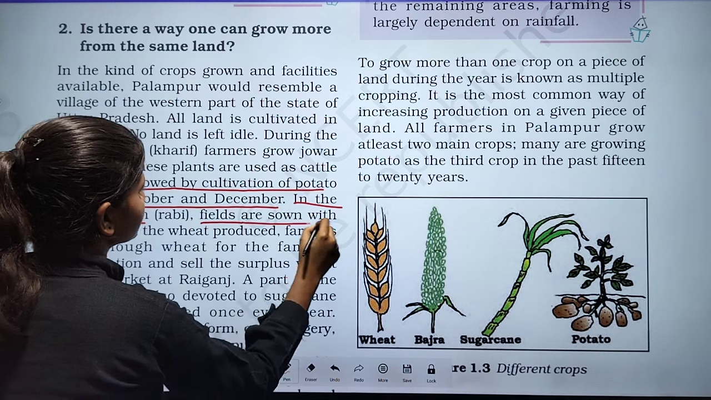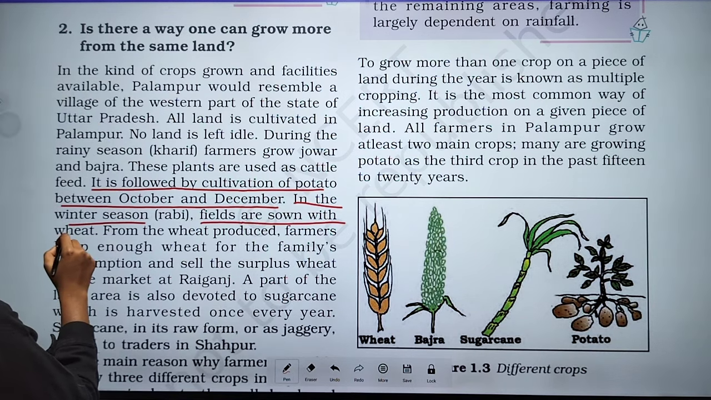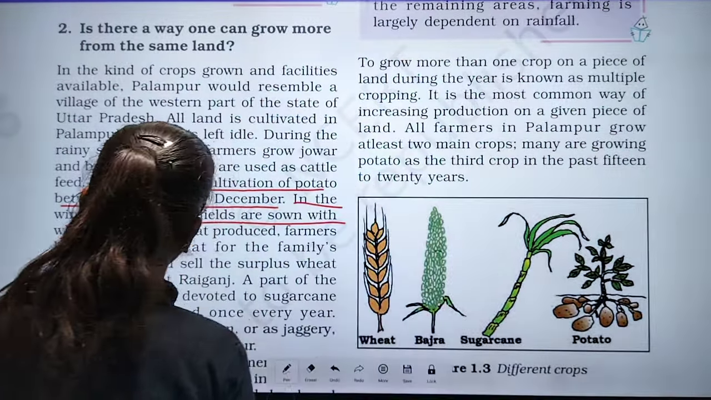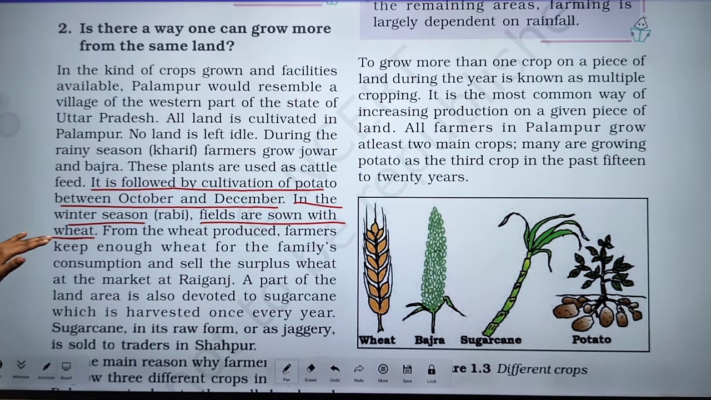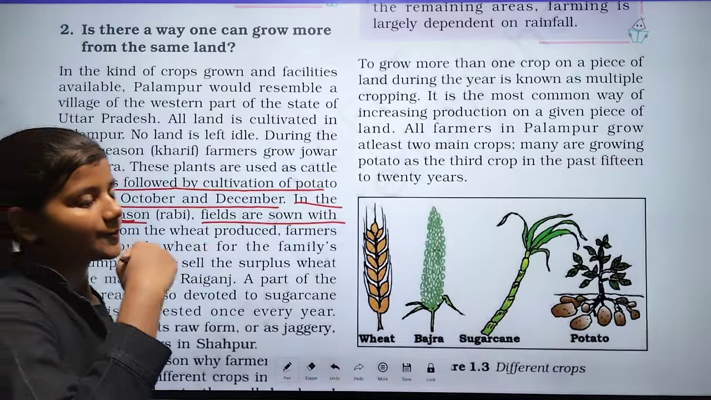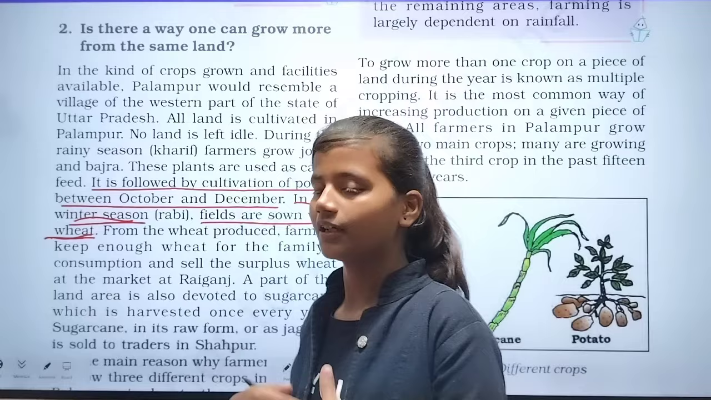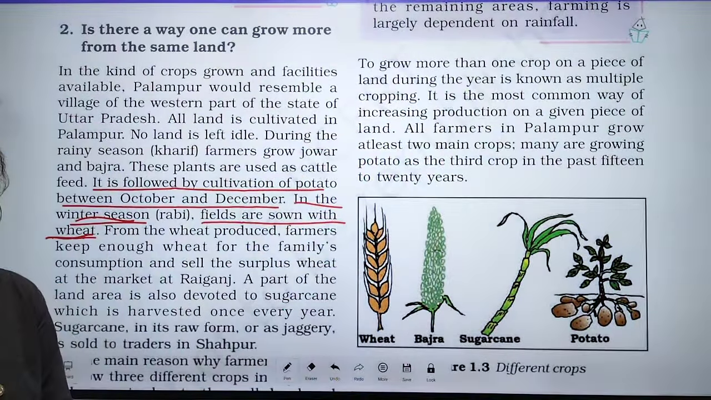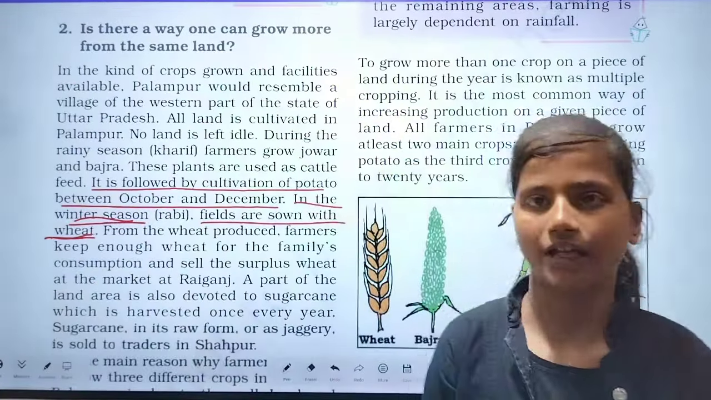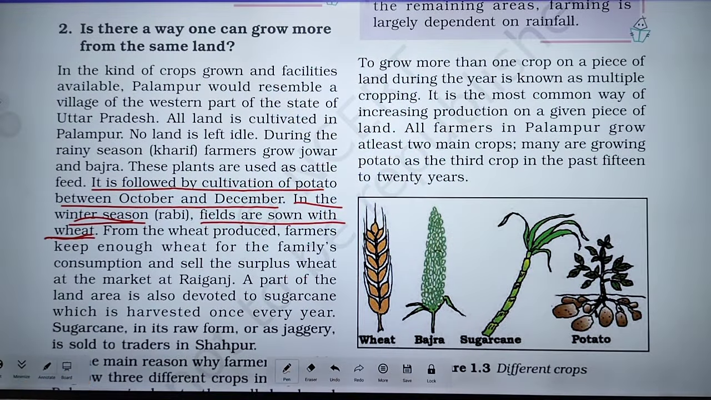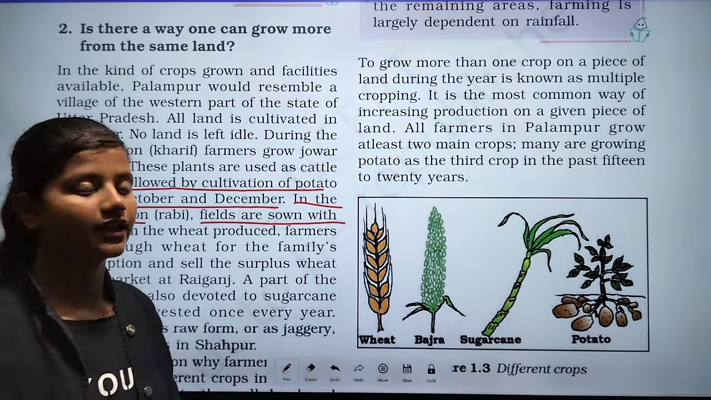In the winter season, fields are sown with wheat. Between October and December, farmers cultivate potato, and in the rainy season, farmers grow jowar and bajra, which are used for cattle feed.